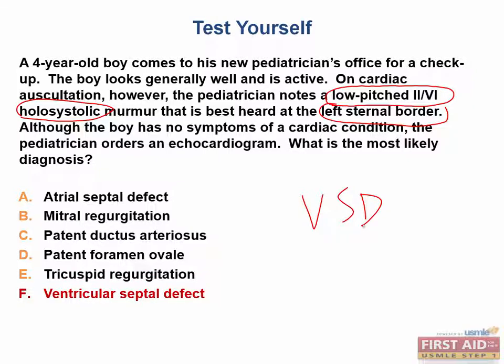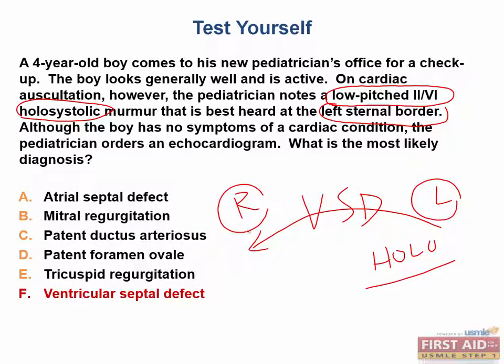When the ventricle contracts, it will project blood across the defect from left to right. When is the left ventricle contracting? Throughout all of systole, so a holosystolic murmur. We're going to shunt from left to right, creating this murmur best heard at the left sternal border. We will go through all of these murmurs in the anatomy and physiology section coming up next.